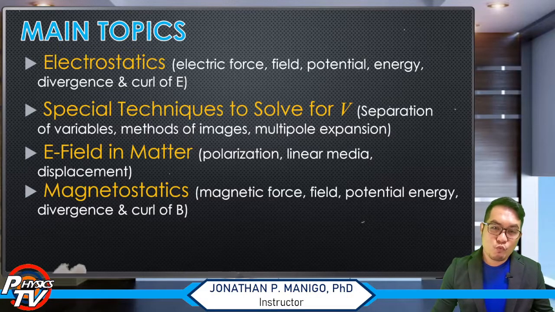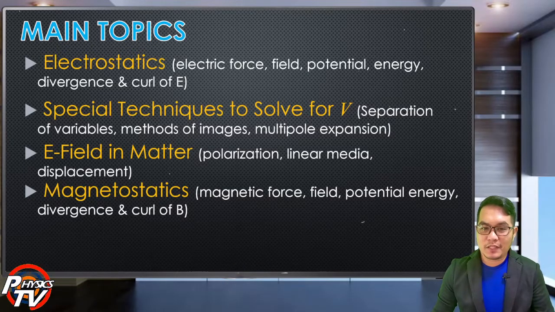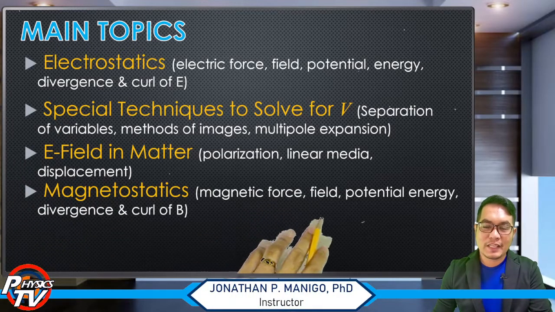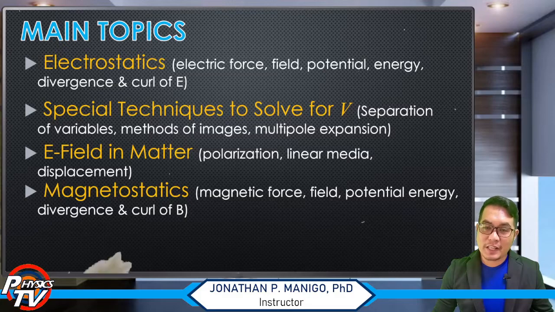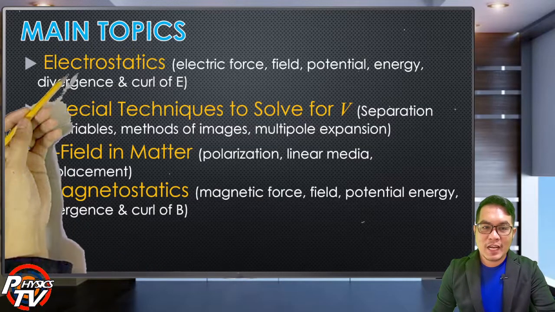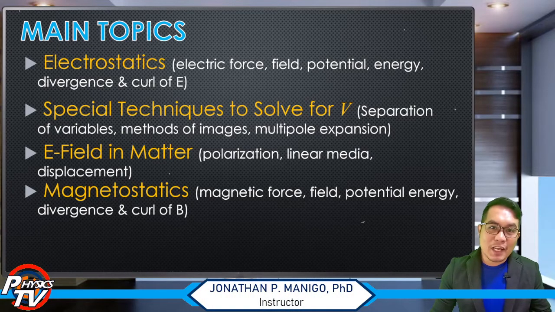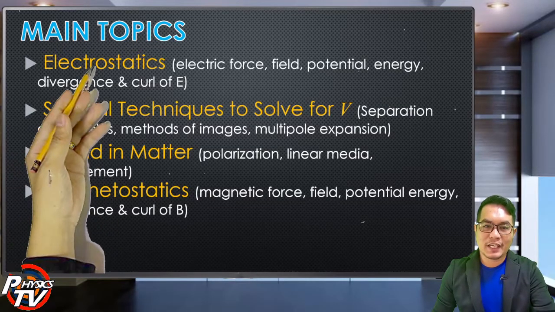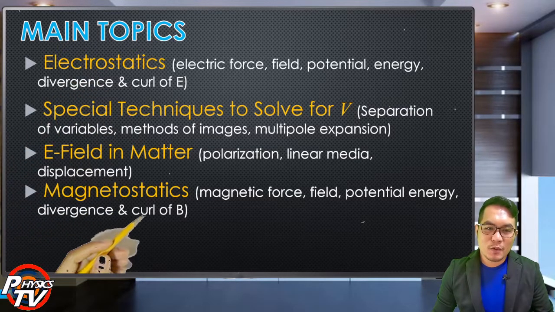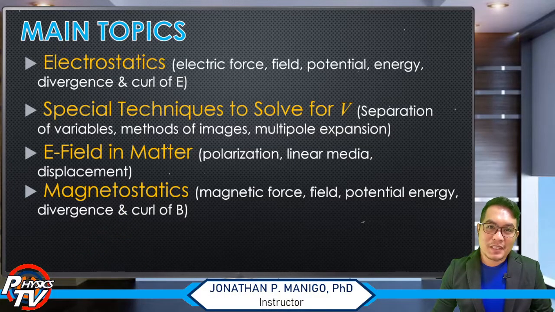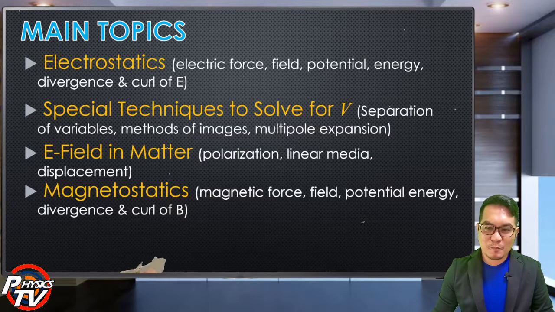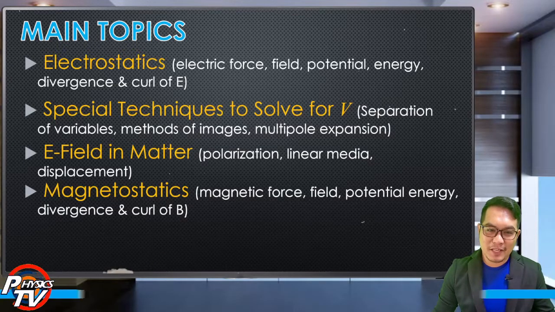Then we can now go to magnetostatics, wherein we'll discuss in a similar manner force, field, potential energy, potential, and divergence and current. If you notice, electricity and magnetism are analogs of each other, or they mirror each other. Whatever is in electrostatics is also found in magnetostatics, except for one thing, which you will discover later.